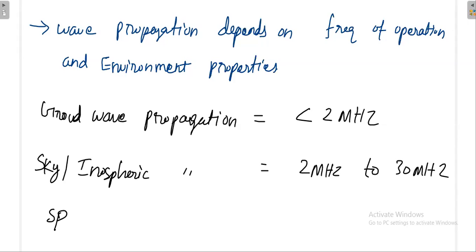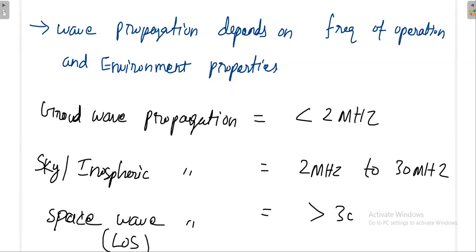Next one is space wave propagation. Another name for space wave propagation is line of sight propagation. And again here the frequency of operation is more than 30 megahertz.